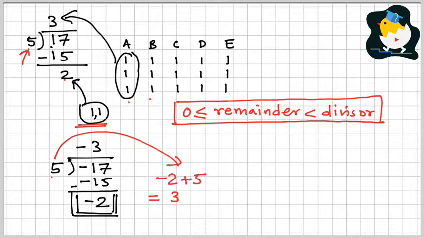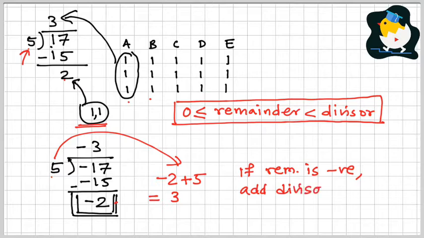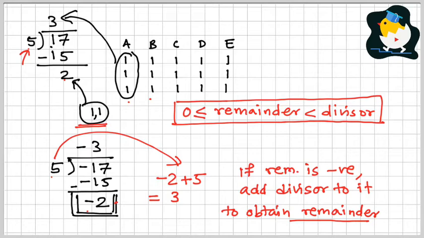So if after doing the, let's say, division operation, the remainder is looking as a negative number, add the divisor to it to obtain the actual remainder. Okay, so if the remainder is negative, add divisor to obtain the remainder. I hope this is clear to you now.